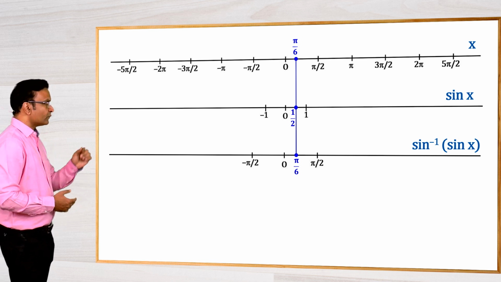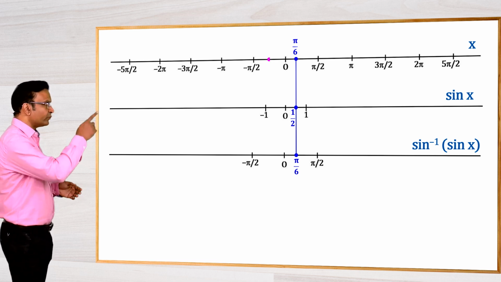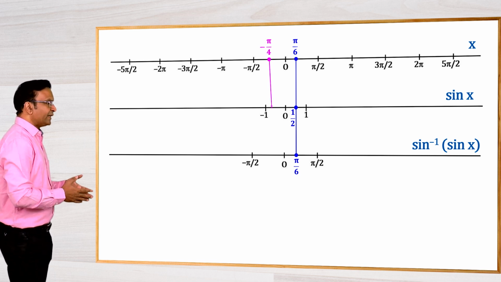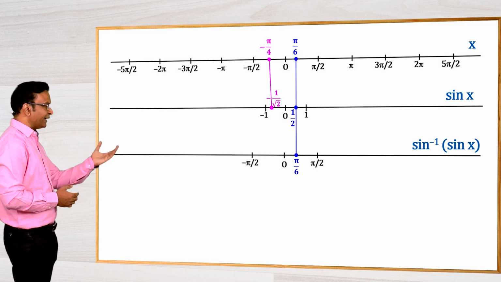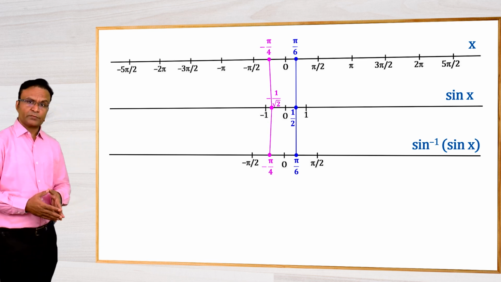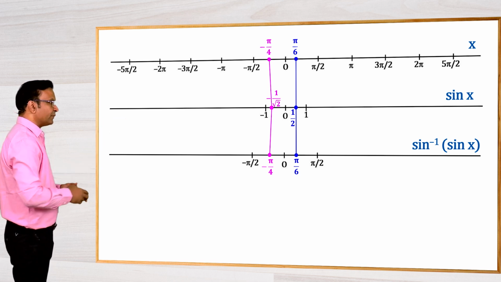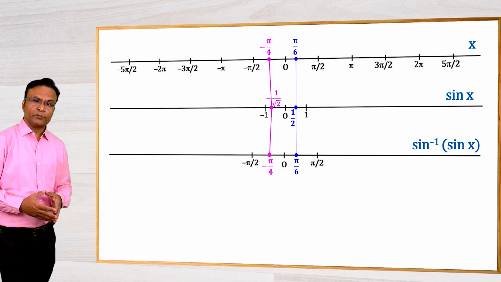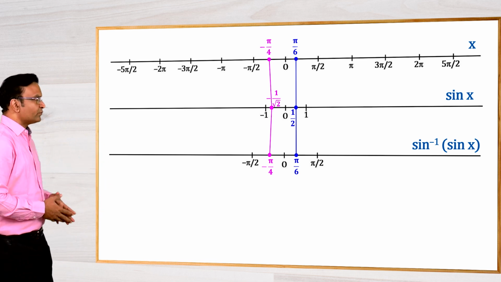Now consider one more value, sin inverse of sin(-π/4). For that I put the point -π/4 here. For this value of x, sin x is -1 upon root 2. So I have sin inverse of -1 upon root 2, and the value of this is -π/4. So on the scale of sin inverse of sin x, I put -π/4. So again here I started with -π/4 and I am getting the value -π/4. Try some more values.